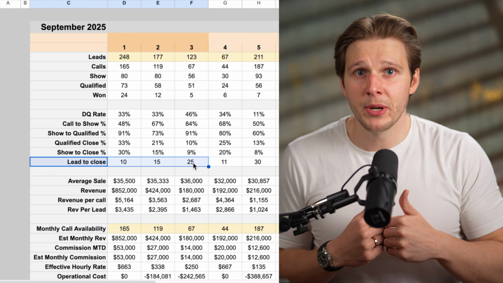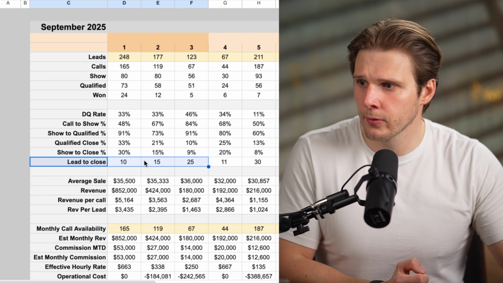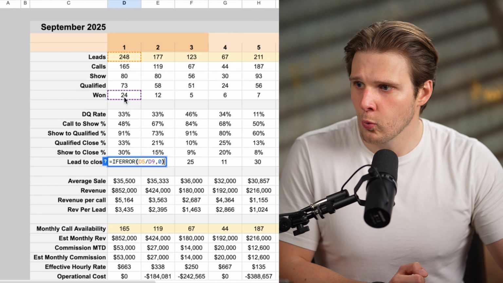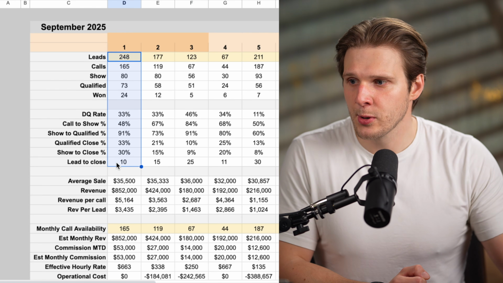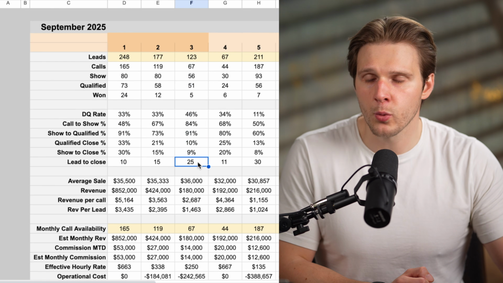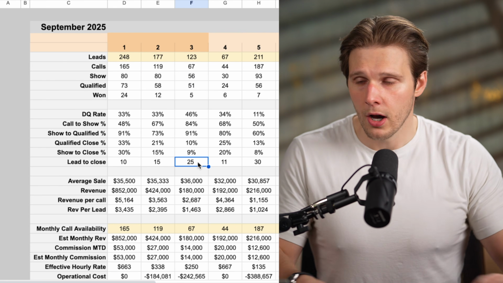Lead to close is actually how many leads my marketing team needs to give a closer to be able to earn a single deal. For example, we can see here that with 10 to 1, this guy closes 1 out of every 10 leads he gets, which is absolutely insane. And this one closes 1 out of every 25 leads we get him. So it's just another way to compare the efficacy of individual reps.